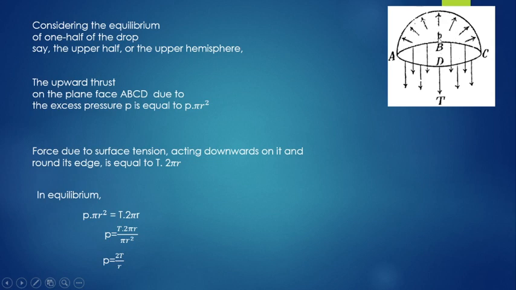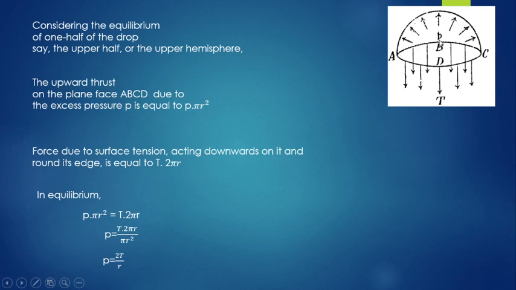The upward force due to the excess pressure is equal to pressure into area. We know that pressure equals force by area, therefore force equals pressure into area. So the upward force equals the excess pressure, small p, into area. Since the face is a circle, the area equals pi r square.